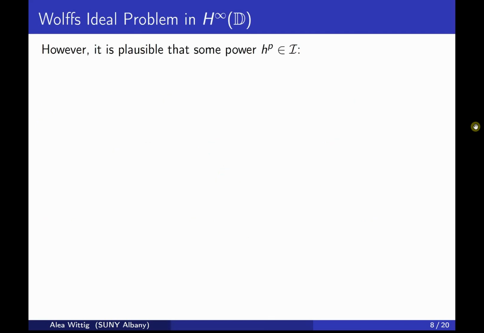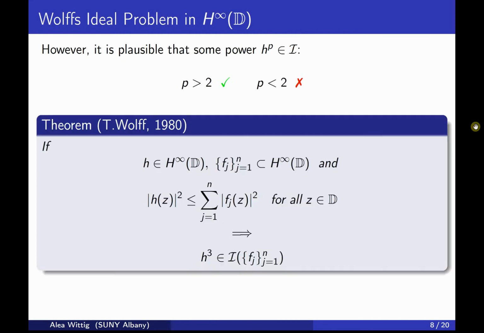However, it is still plausible that some power of H is in the ideal. It turns out the condition is sufficient to imply that H^p is in the ideal for p greater than 2, but not for p less than 2. So Wolff's ideal theorem sums this up, stating this inequality is sufficient to conclude that H cubed is in the ideal.